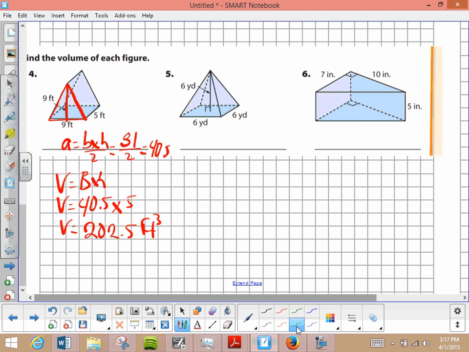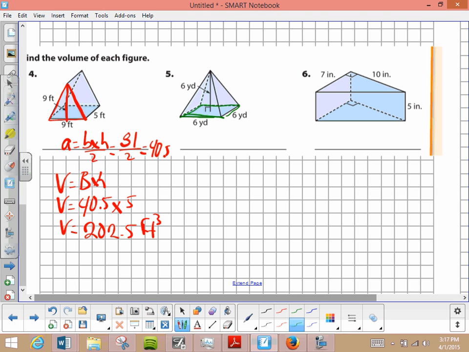All right, the next one. We know it's a pyramid, and we know that the base is a square, right? Do we divide when we find the area of a square? Why would you? It's not half of anything, right? It's just a square. So you never divide when you get the area of a square, just like you never divide when you get the area of a rectangle. The only time when you divide by 2 is when you have a triangle.